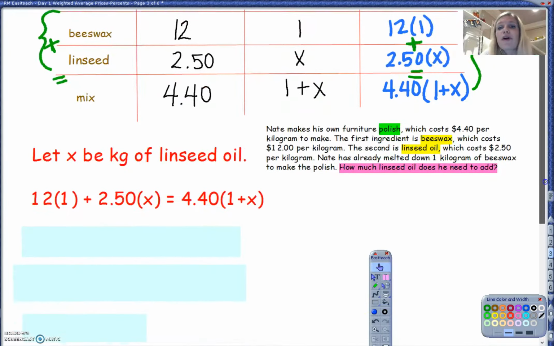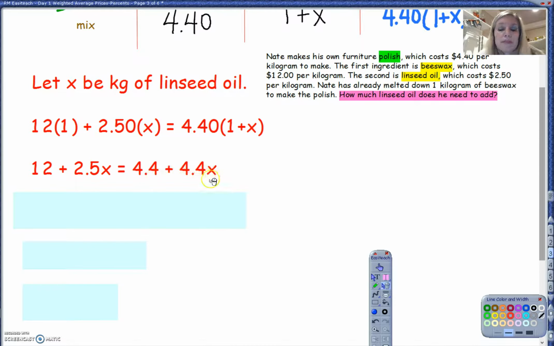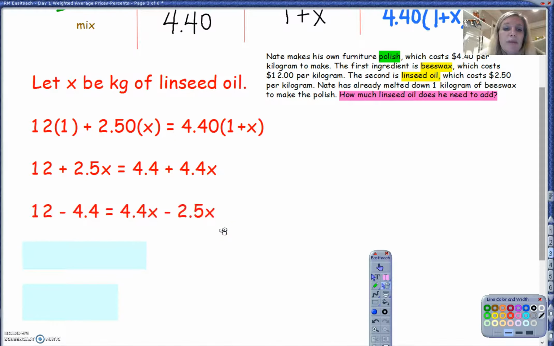And now we just have to solve our equation. On the first step, you're going to distribute the 4.40 on the right, and you're going to get 12 plus 2.5x; I just condensed the left side; equals 4.4 plus 4.4x. Now I need to combine like terms, so I need to get my x's together and my numbers together. I brought my 2.5x over, and then I brought my 12 to the right. Next step, I simplify that, and then I divide both sides by 1.9, and I get 4 kilograms.